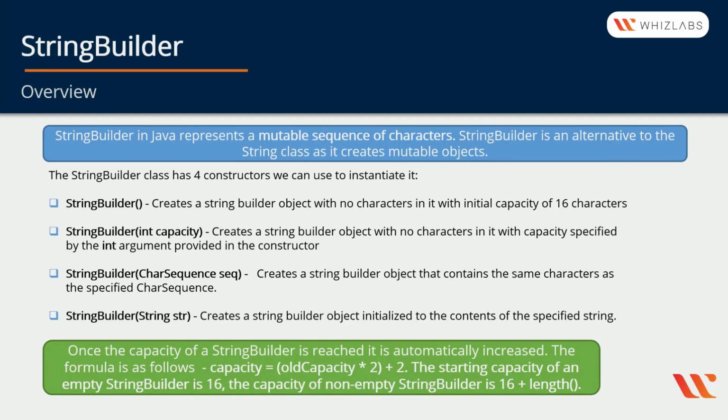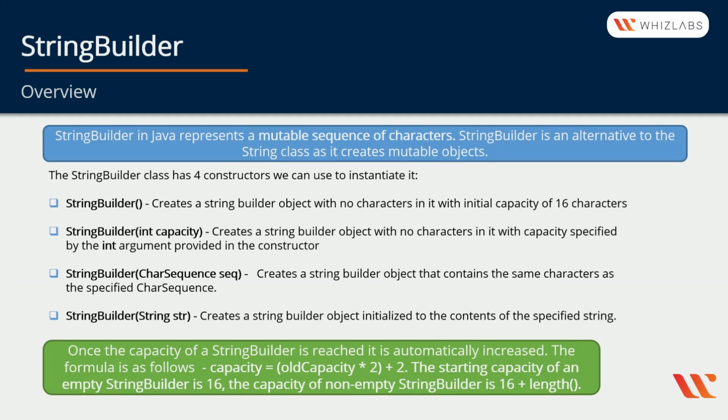Hello, in this video we are going to discuss a very useful replacement of the string class, StringBuilder. In Java, StringBuilder represents a mutable sequence of characters. StringBuilder is an alternative to the String class, as it creates mutable objects. If you remember, String was immutable, and if we had to concat many strings, this would not be a good idea, performance-wise, as we will use a lot of memory. With StringBuilder, we have no such problem.